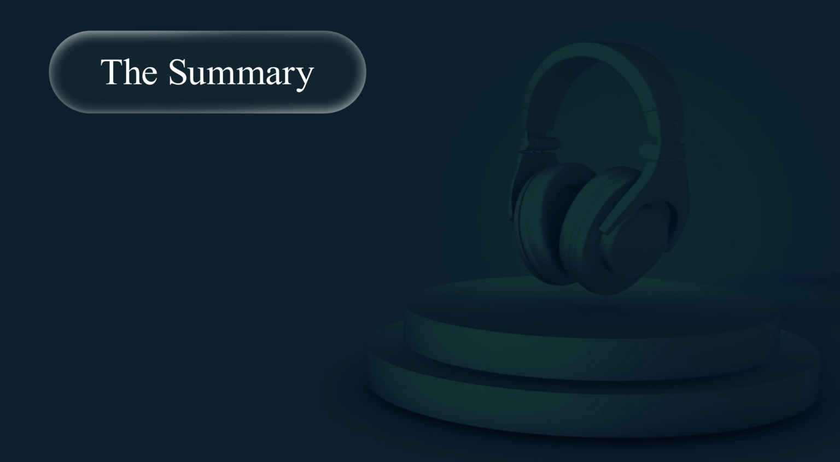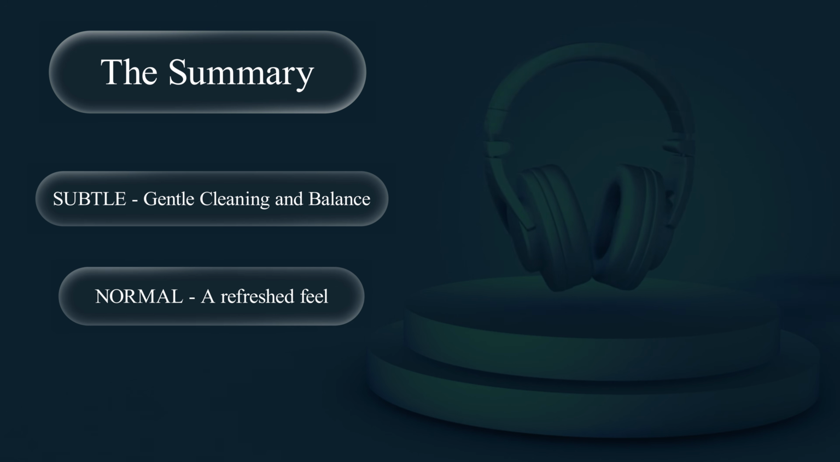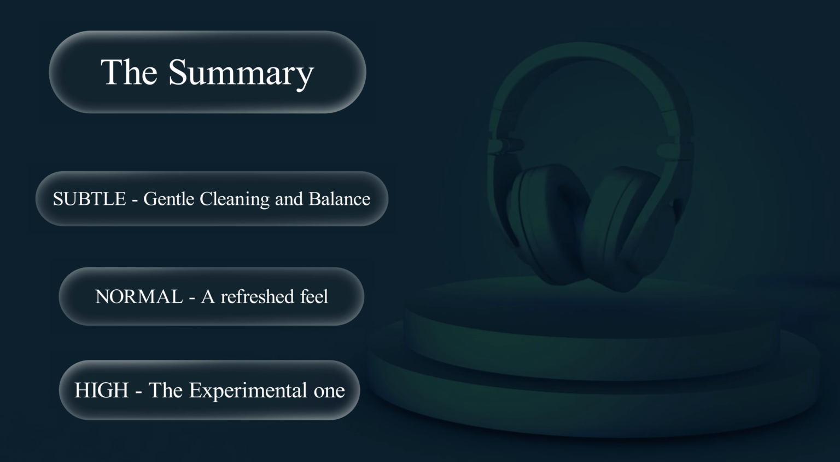So here's the summary. Subtle is basically gentle cleaning and balance. Tiny adjustments, almost identical to your original. Normal is a refreshed feel. Still your song, just a bit more modern and open. And high is the experimental one. More noticeable differences, new textures, more personality shifts.